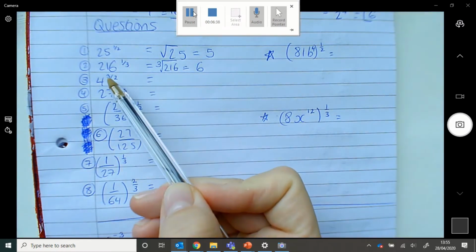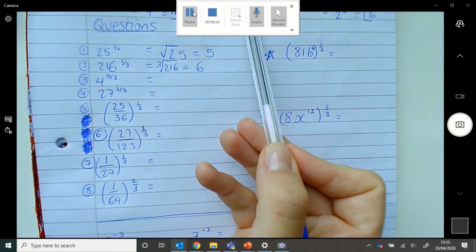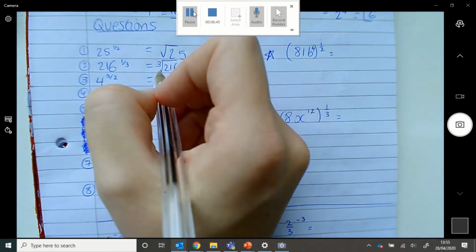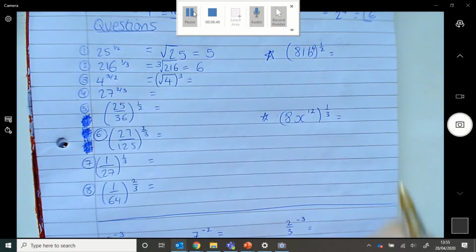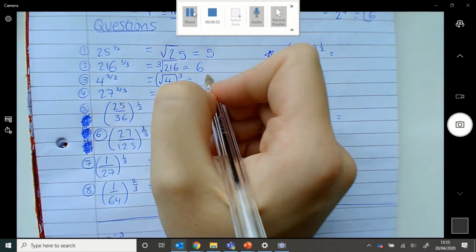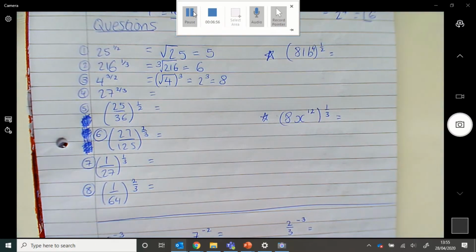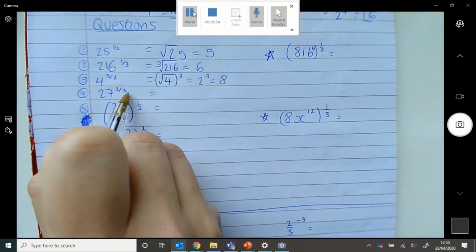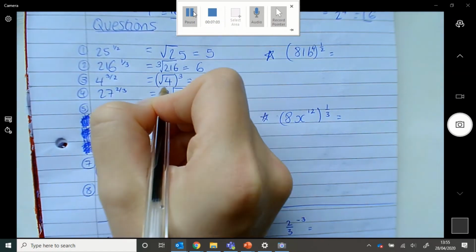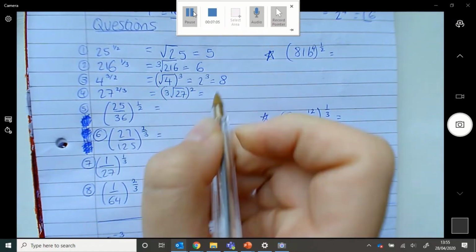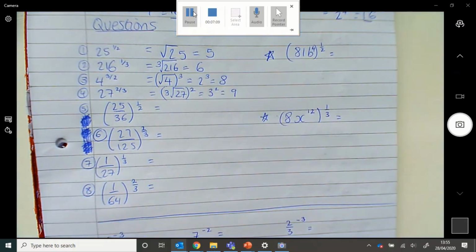Okay, moving down, this one's got a numerator of something other than 1, and it's got a denominator. So I'm going to do the denominator first. So that means I need to square root the number first, and then I cube my answer. Square root of 4 is 2. 2 cubed is 8. Moving down again, this time I've got a denominator of a 3, so I need to cube root first, and then I need to square. So the cube root of 27 is 3. 3 squared is 9.